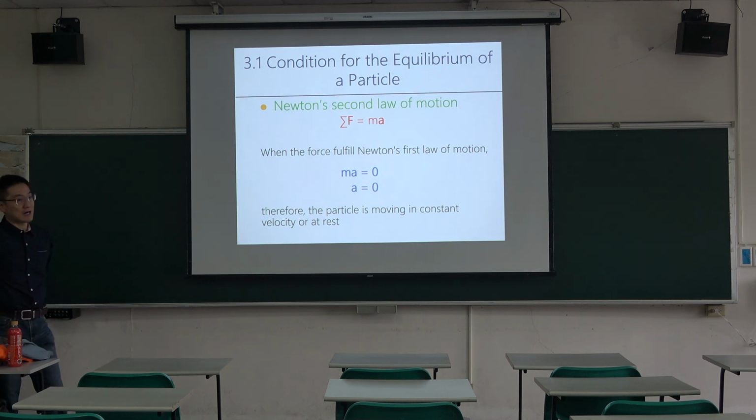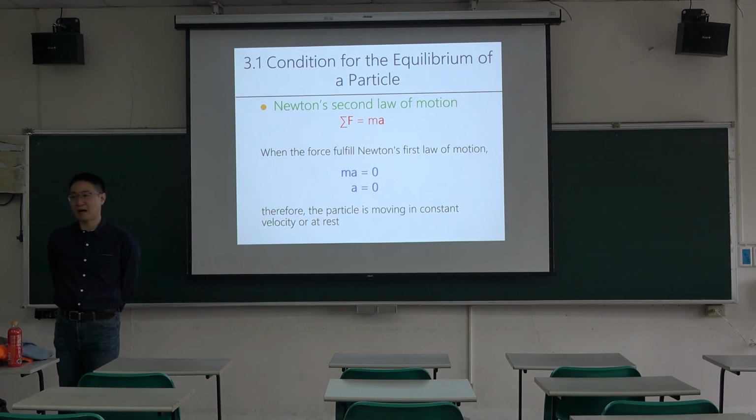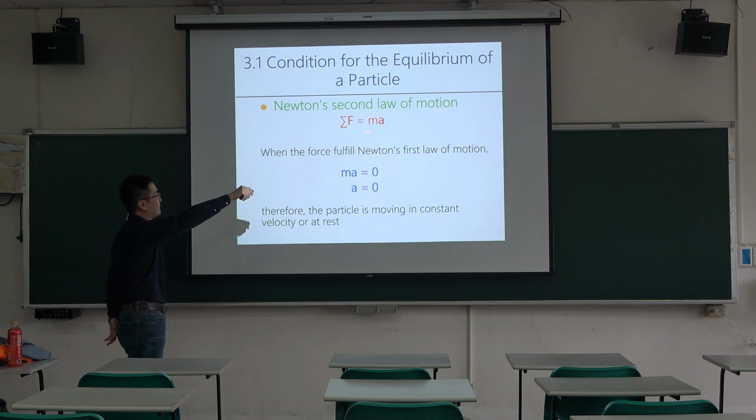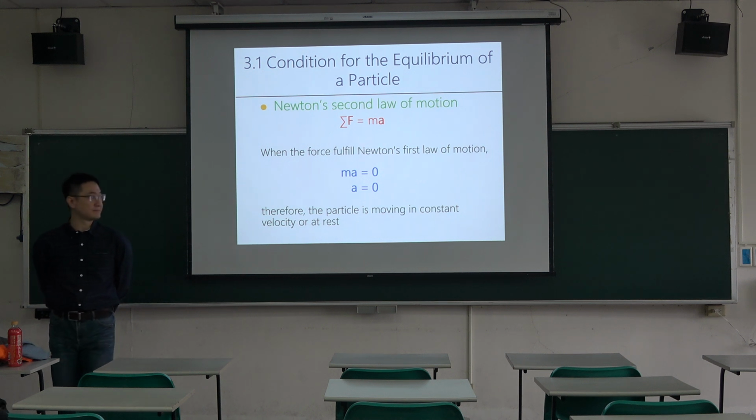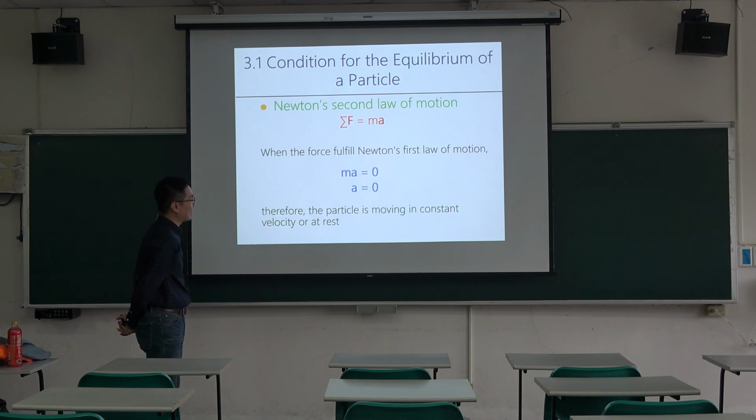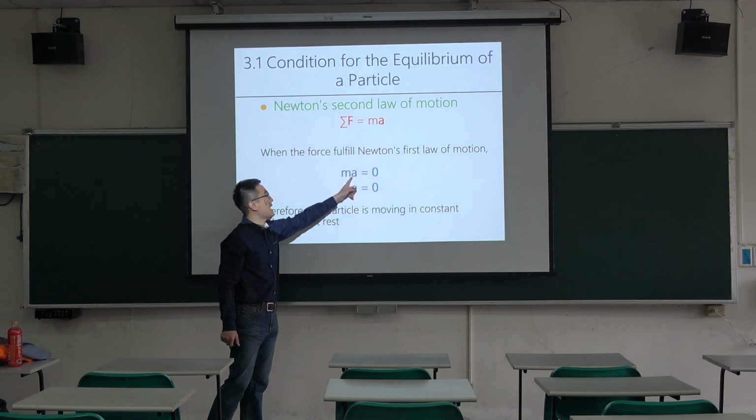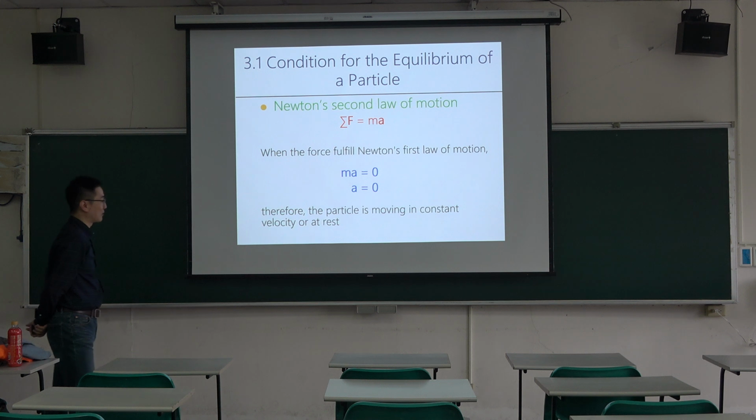From Newton's second law of motion, force can be expressed by mass times acceleration. So summation of force can also be expressed by mass times acceleration. On the Earth, theoretically, if it is a particle, the mass will not be 0.